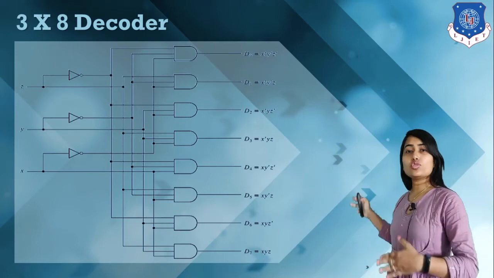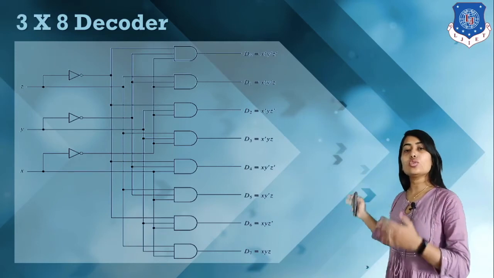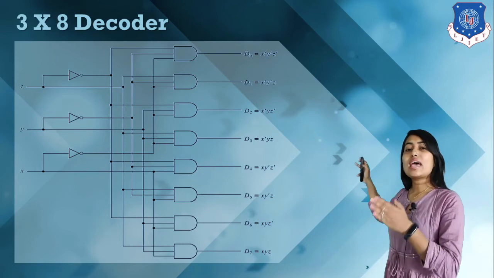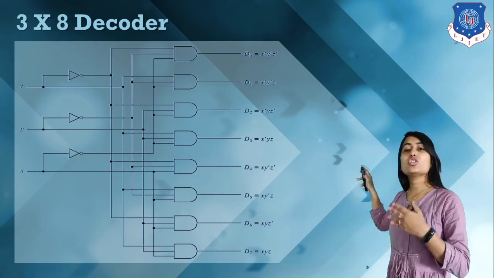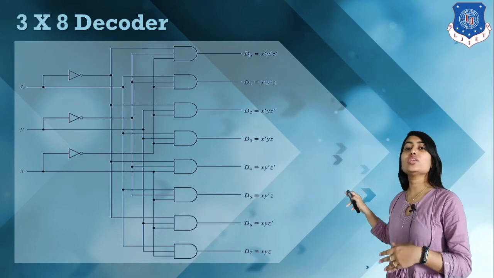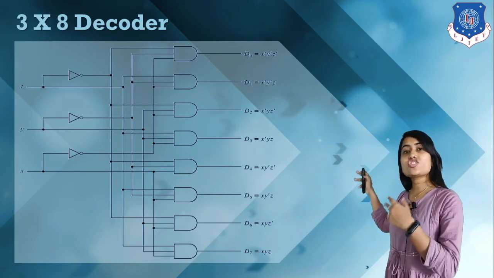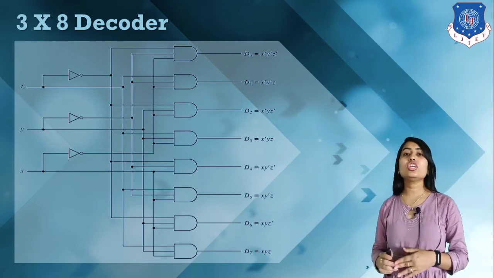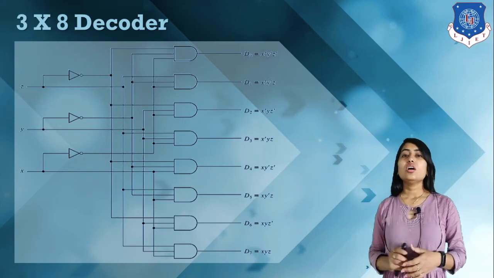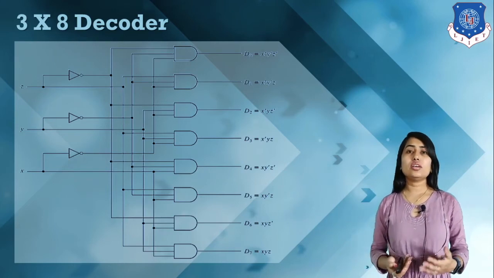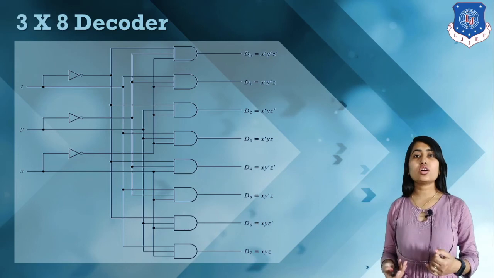Here we have to use a total of 8 AND gates. Y0 is equal to A dash B dash C dash, Y1 is equal to A dash B dash C, Y2 is equal to A dash B C dash, and so on. So this is our 3x8 decoder. Now using this decoder we can design different kinds of functions.